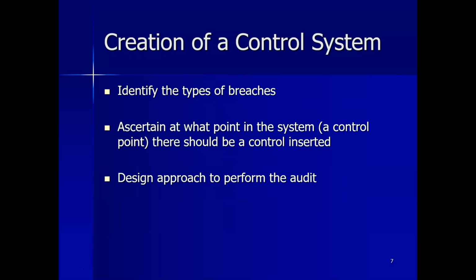The next step is to ascertain at what point in the system, a control point that is, a control should be inserted. Again, this control could be any one of the three types discussed previously: preventive, detective, or corrective. Now, the auditor must be assured that these controls are in place as part of a formal audit. So finally, depending upon the importance of the audit target, a step-by-step approach must be designed to perform the audit in an expeditious manner.